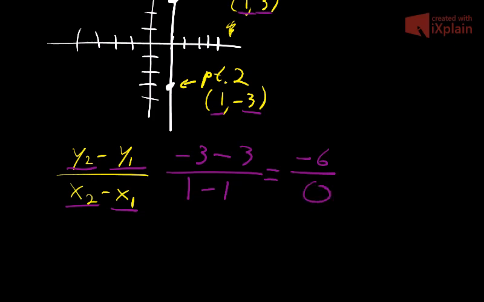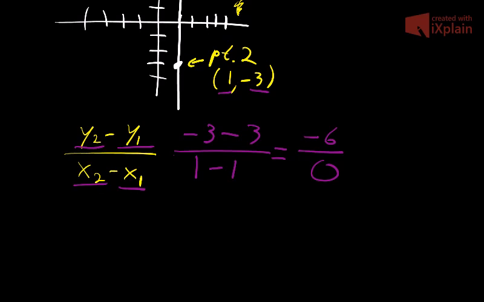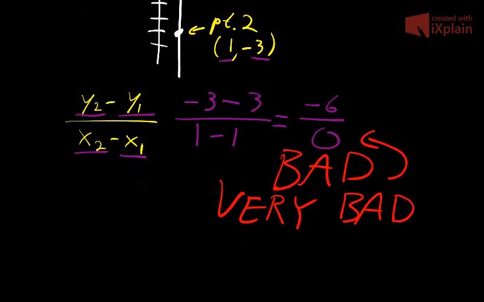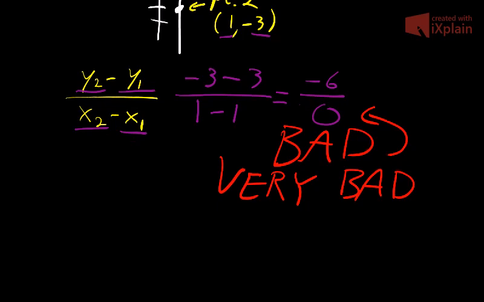That's not good. We cannot divide by 0. That right there is bad. Very bad. We cannot divide by 0. That's not a good thing. So that's why we end up calling this undefined, because we cannot divide by 0. That's going to be our undefined slope. And anytime you have a vertical line, that means that we have an undefined slope.